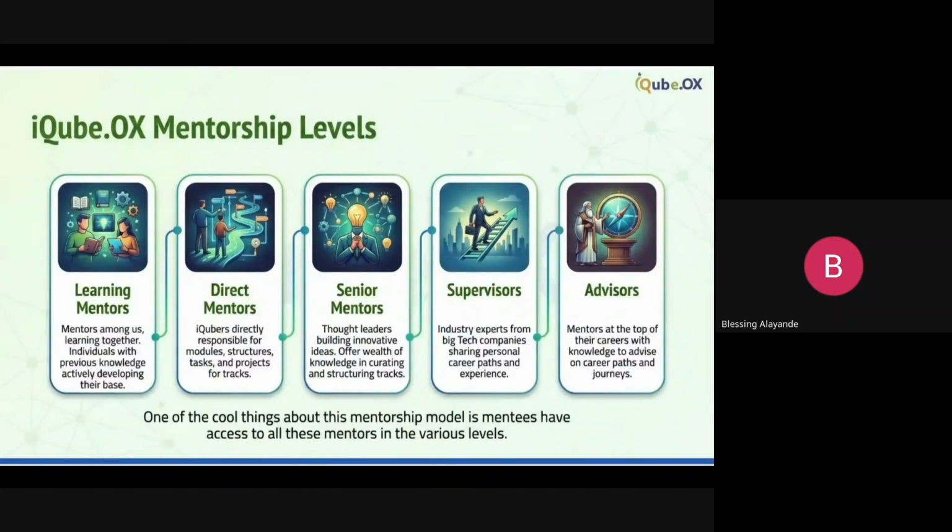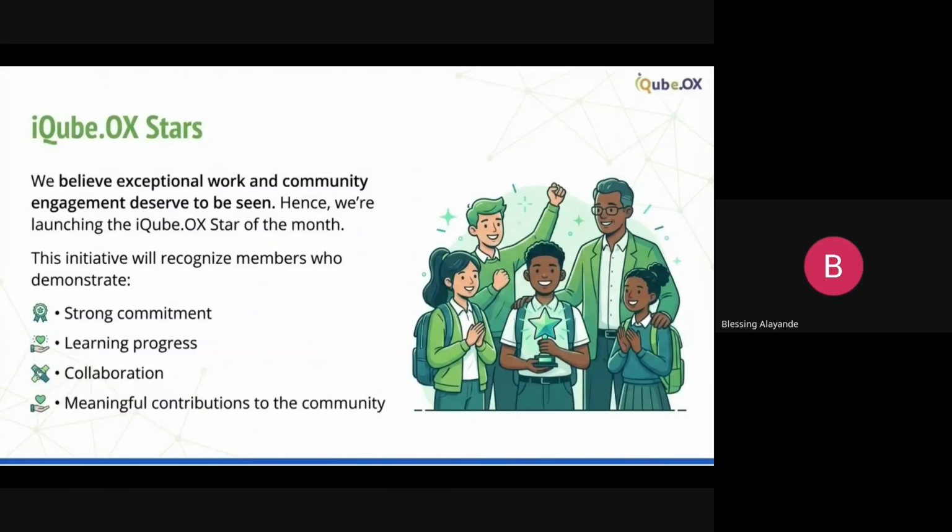So one of the cool things about mentorship at iQube.ox is you have access to every mentor, right? Over the coming week, we are going to actually post each mentor, right? And their pictures, their handles on WhatsApp, so you know who they are. And whenever you have questions, you can always reach out to them. You can tag them on the group, you can send them a DM, and be sure that you get an answer.